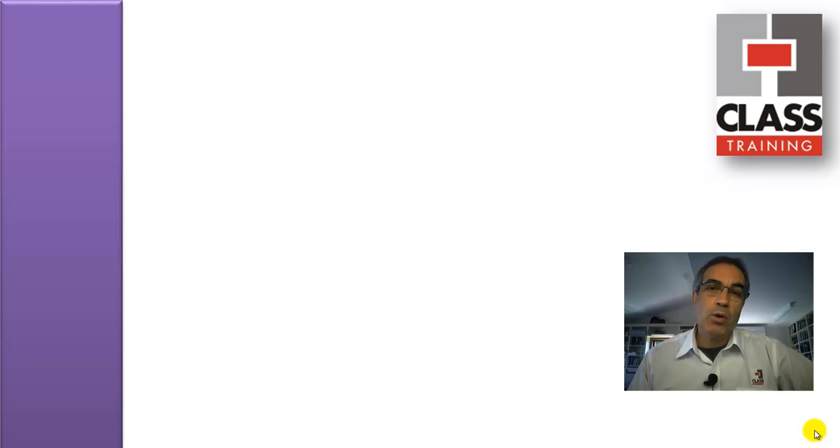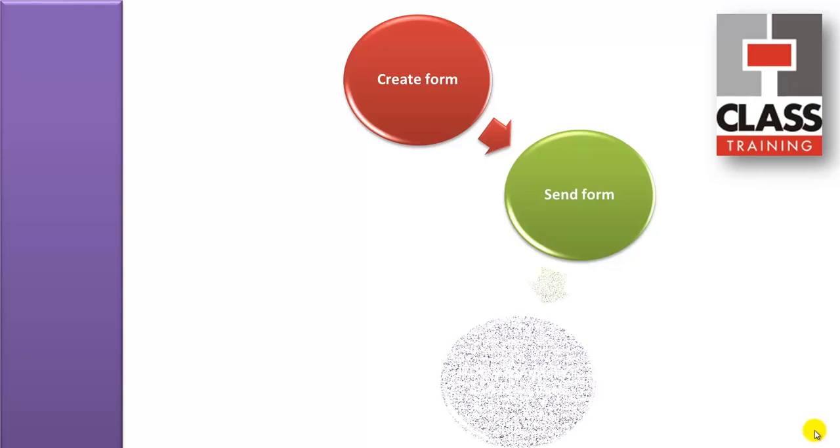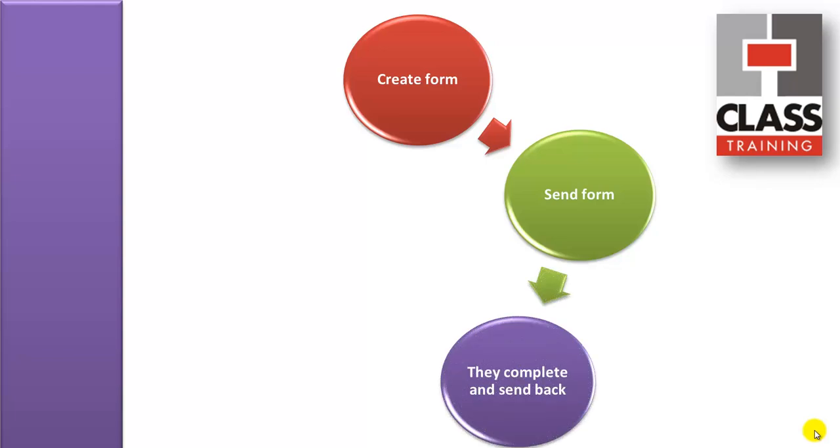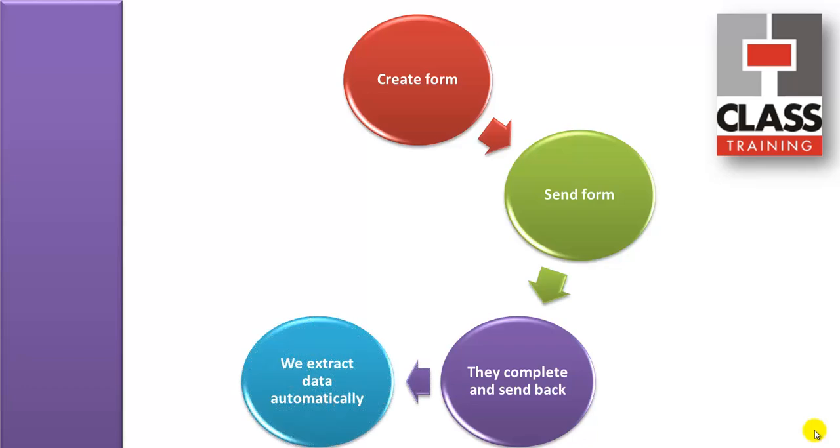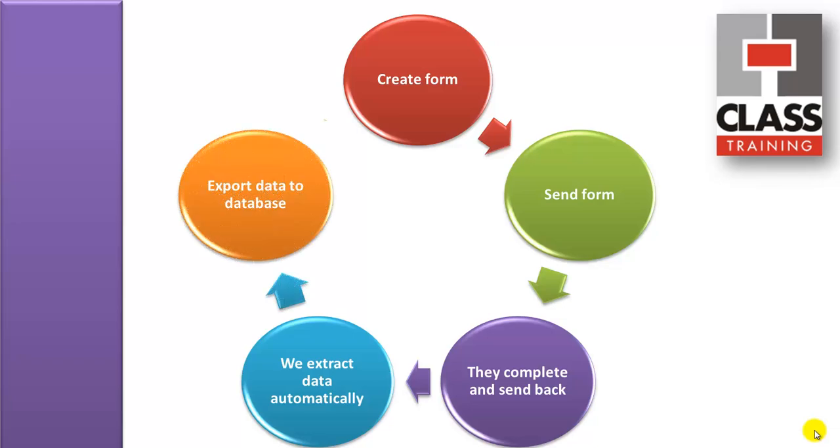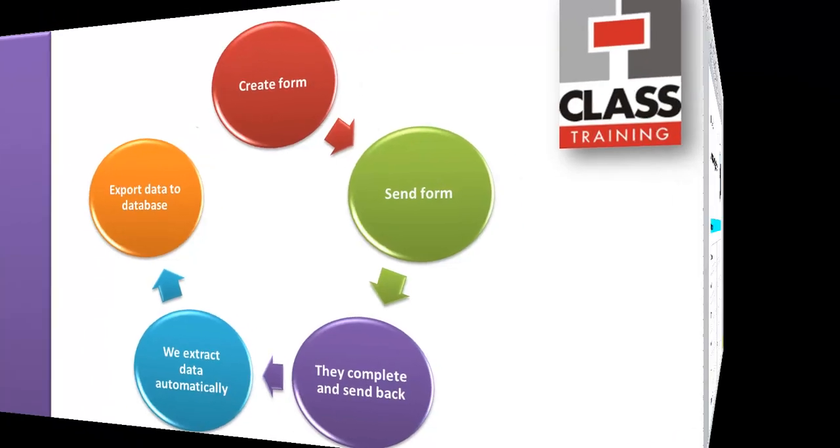Now, just to show you the overall plan of what we cover in the course, and I'll show you some examples in a minute, we look at how to create the actual form in PDF Writer. We then look at how to send the form off, so you might email that off to people or have it available off your website. The people complete the form and send it back to you. Then you extract the data automatically from those PDF forms that come in, and then you can export those into your database and do your analysis from there.